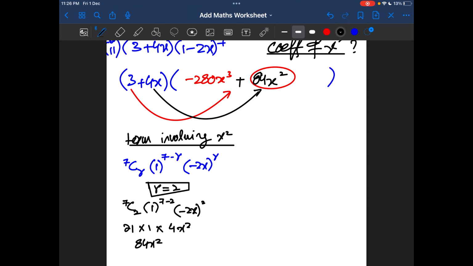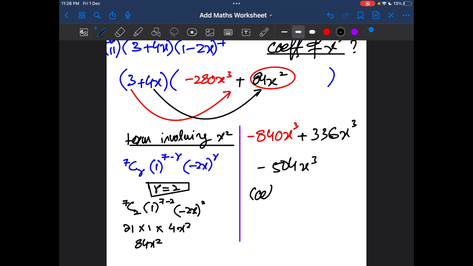So what I'm doing here is just multiplication. 3 multiplied by minus 280 x cube is going to be minus 840 x cube. And 4x multiplied by 84 x square: 4 multiplied by 84 is 336, and x multiplied by x square is x cube, and it is going to be plus. So we got the 2 terms of x cube, minus 840 plus 336. It will give me minus 504 x cube. So the coefficient of x cube in the product of the binomials is minus 504. This is going to be the final answer.